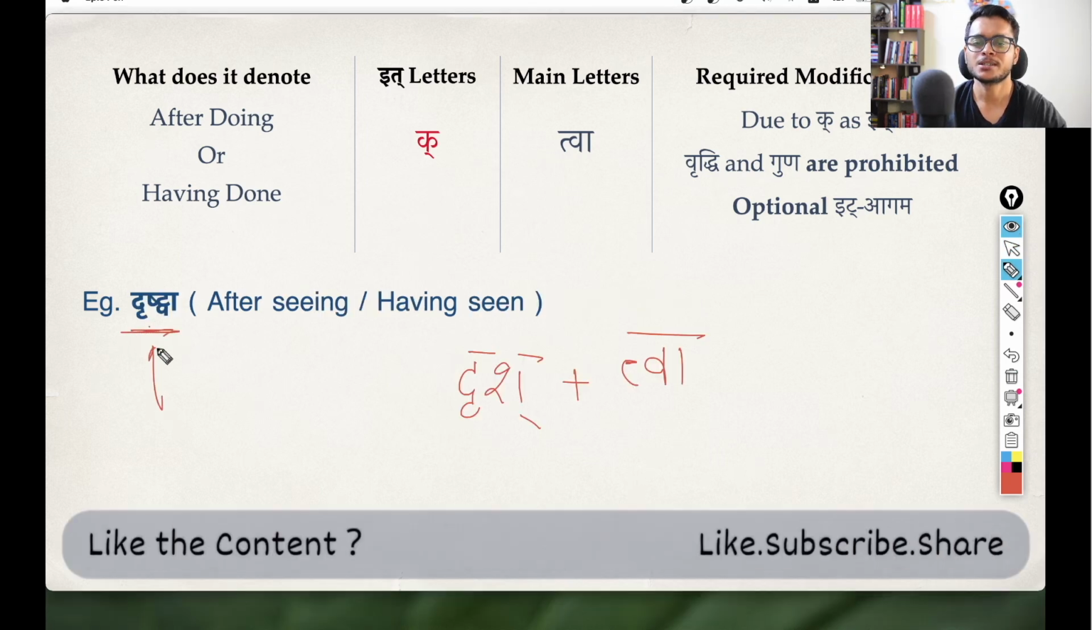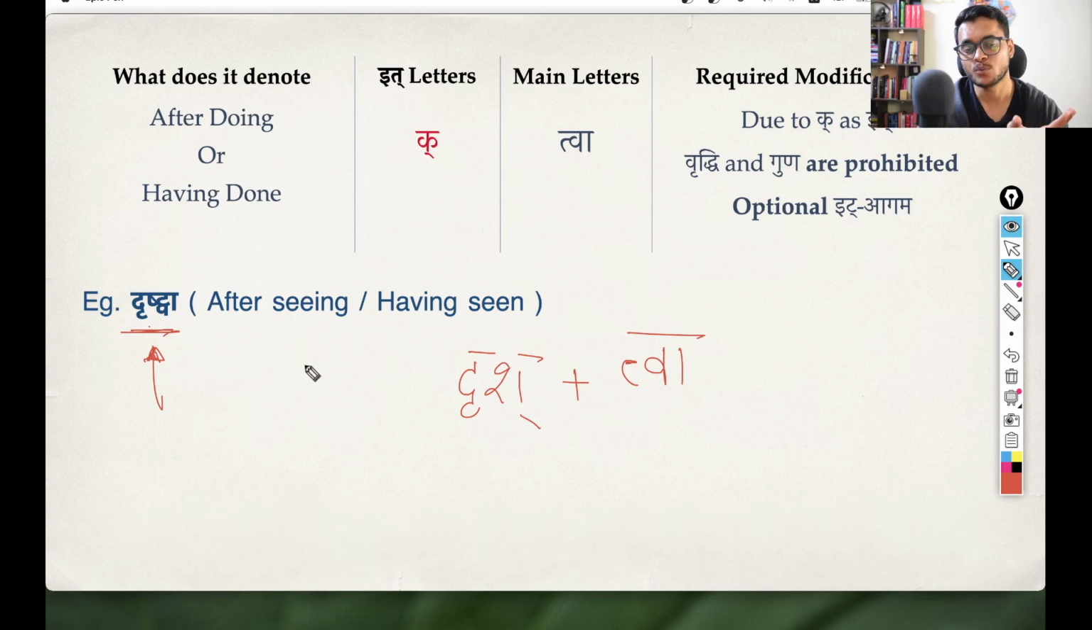And now again, let us see this example, drishtva. Drishtva tu pandavanikam vyudham duryodhanastada. So this very pada is seen in the initial shlokas of Bhagavad Gita. Drishtva means after seeing or having seen. And this of course is coming from drish dhatu. Drish dhatu means to see. And this is being modified using twa suffix.